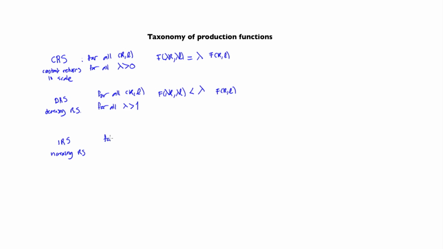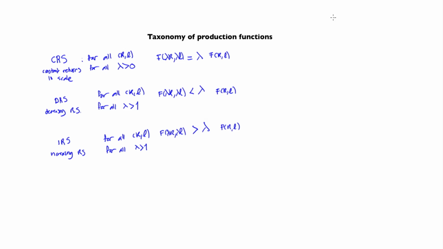That says that for all K and L, and again for all lambda greater than 1, if I compare what happens at the initial level of output when I scale the inputs, again, say by a factor alpha, now I get more than linear scaling. So for example, if I double all of the inputs of production, I more than double the output of the production function. Let me give you some examples to nail down the concept.